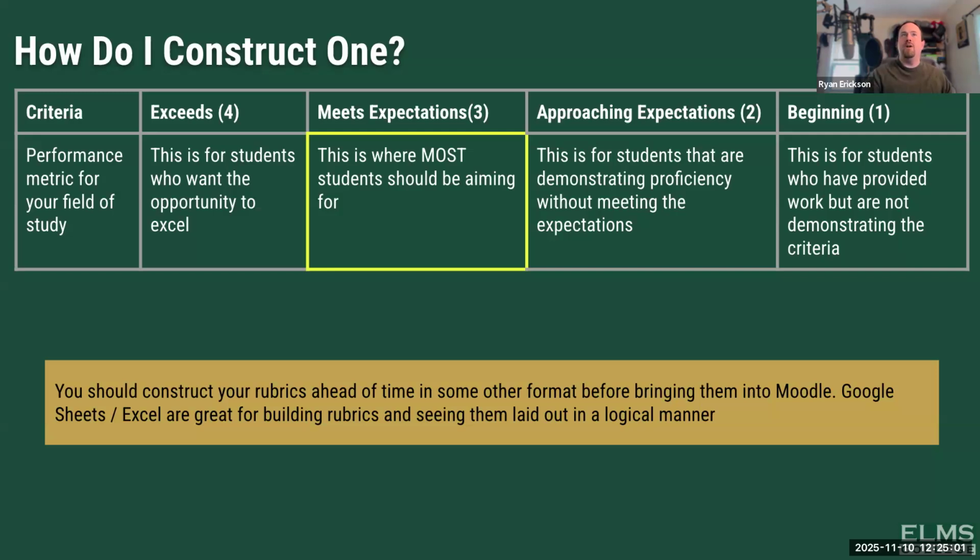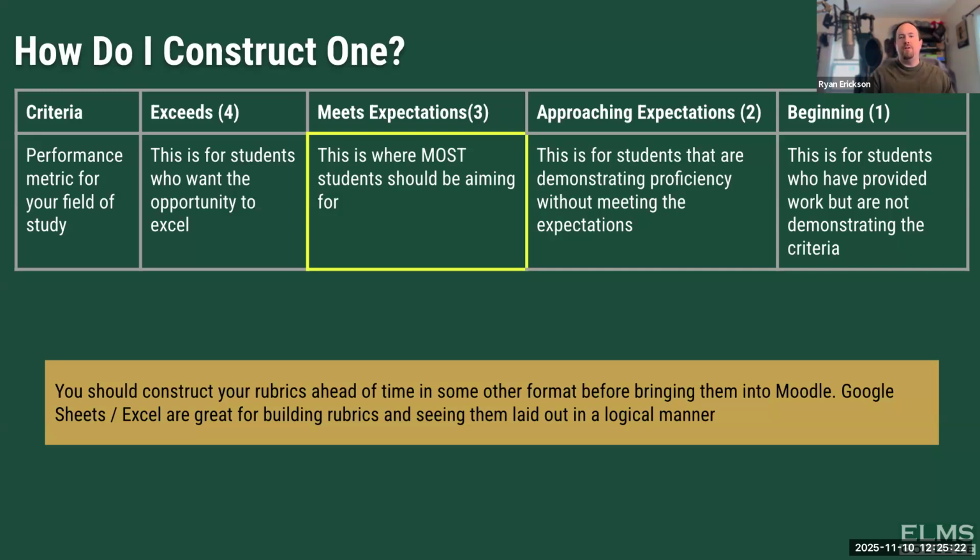As you can see in my rough example here, I've outlined meets expectations. There's a purpose for that. When I'm thinking about what I want my students to be doing for a particular assignment, for a particular assessment, I want them to be going for that one. That's really where I think most students are going to be. That's where I'd ideally like them to be.